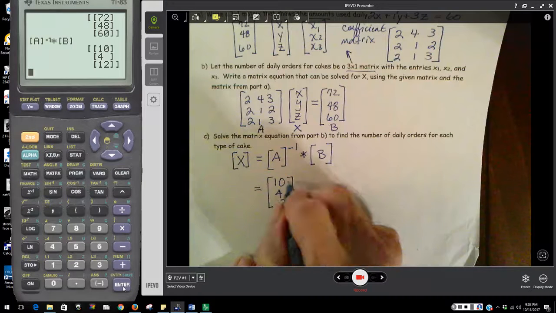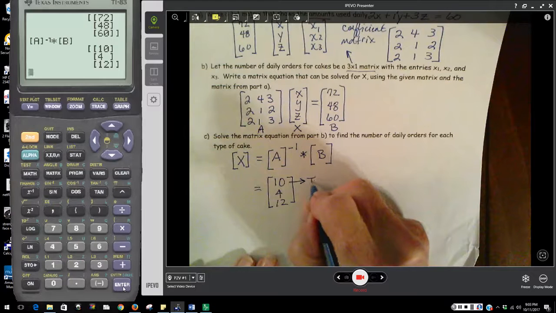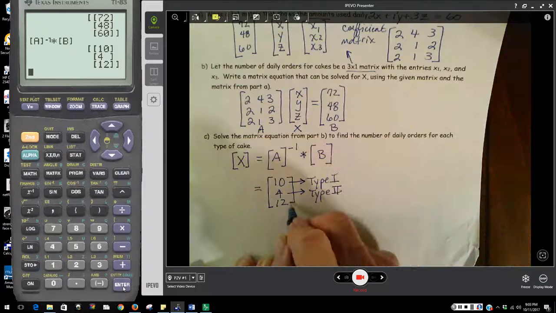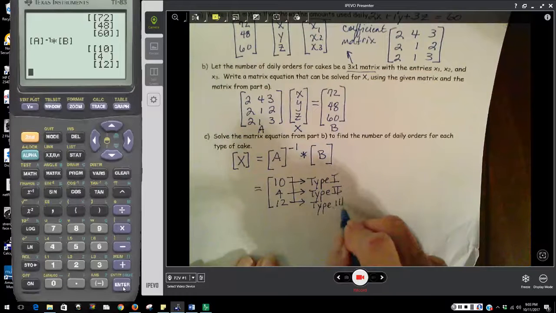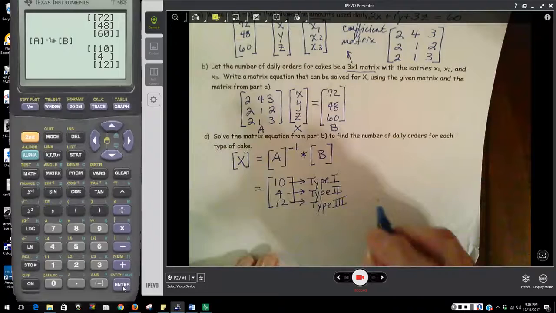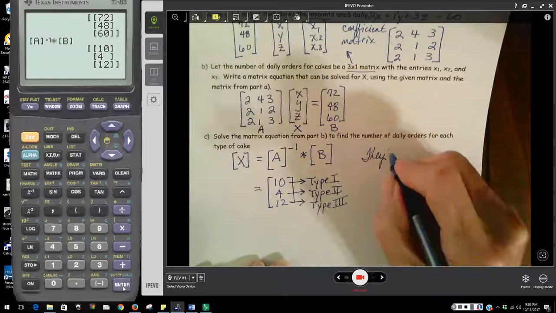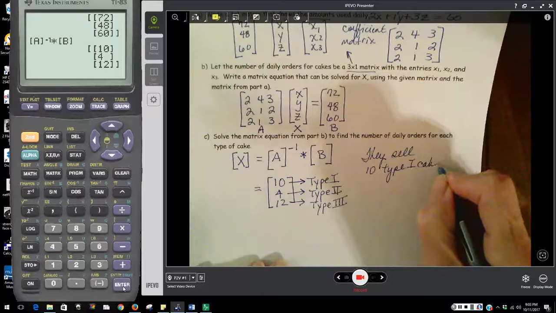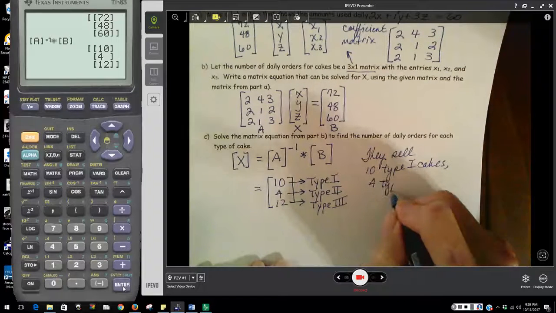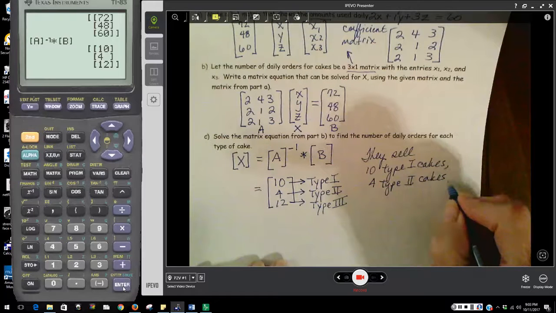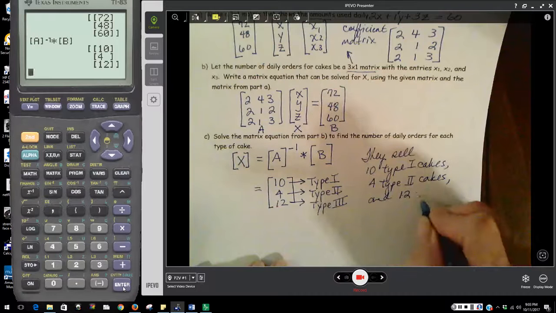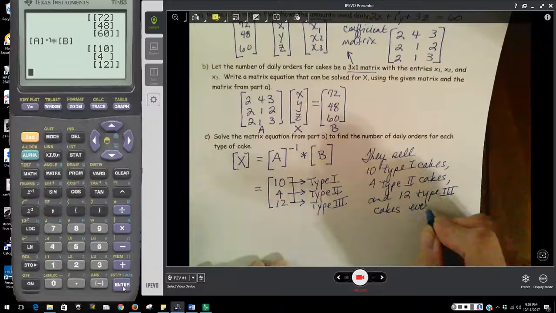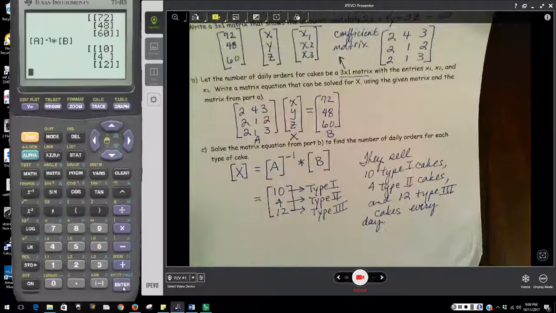And the 10, 4, and 12, 10 is the first variable, the x variable. So this is type 1 cakes. This is type 2 cakes. And this is type 3. So the answer to the question is they sell 10 type 1 cakes, 4 type 2 cakes, and 12 type 3 cakes every day. And that's the answer to your question, and that's how to work the problem.